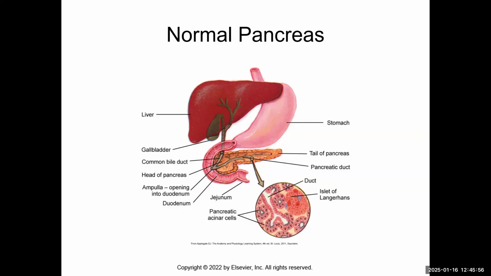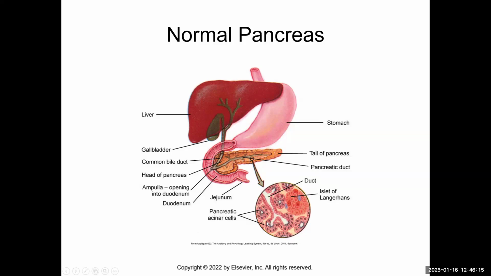our digestive process. Then the endocrine cells of the pancreas make insulin, which is made in the beta cells, and they make glucagon, which is made in the alpha cells. So everybody's familiar with insulin and everything.